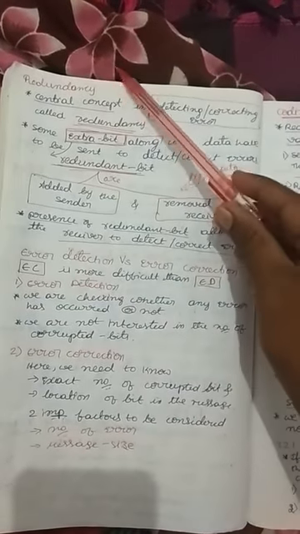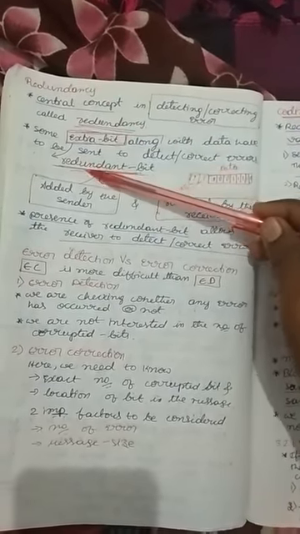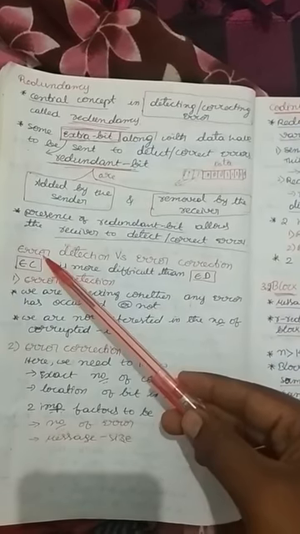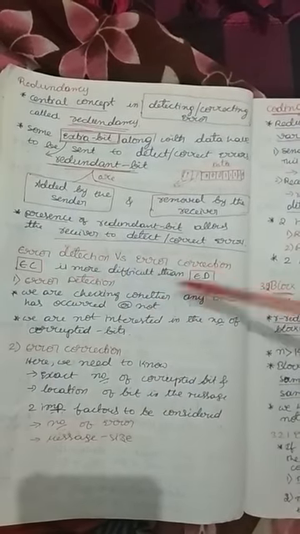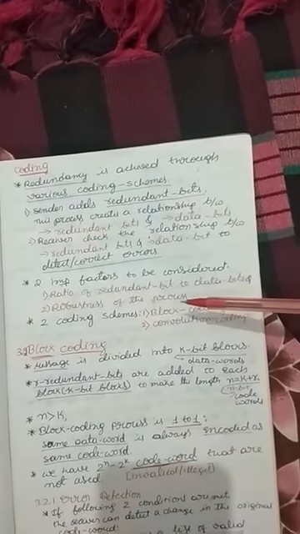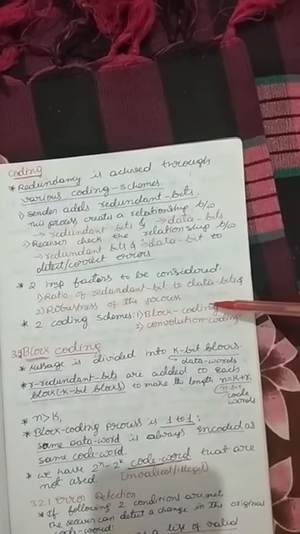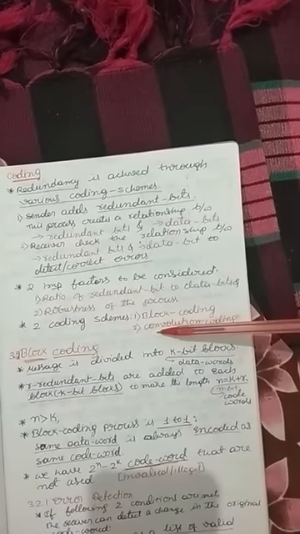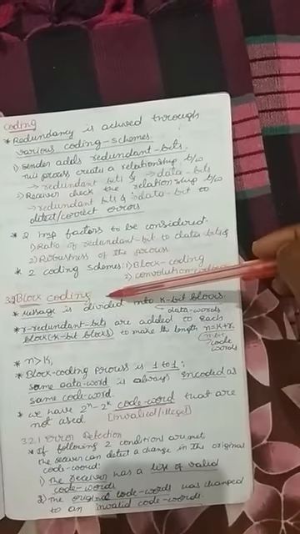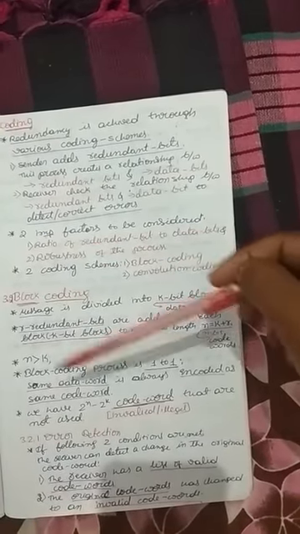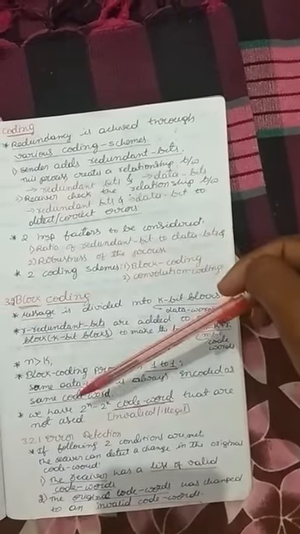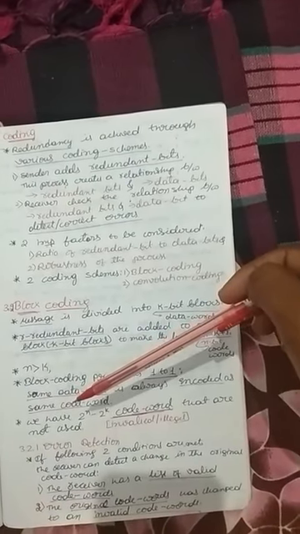What is meant by redundancy and redundant bit? Then what is meant by error detection and error correction? And coding: there are two types of coding, block coding and convolution coding. In the next video I am going to explain block coding, what is meant by block coding, and how we can do error detection and correction. Okay, thank you.